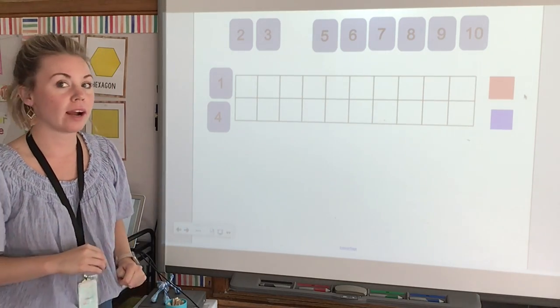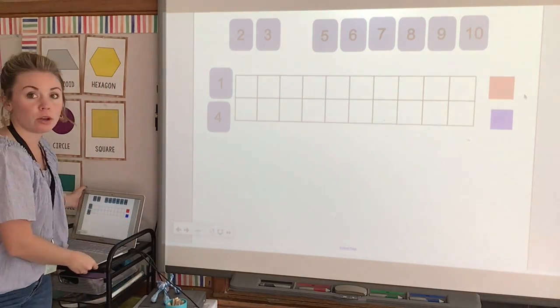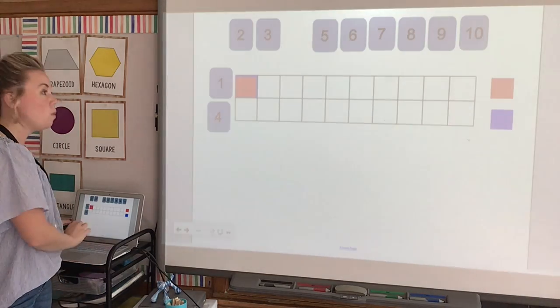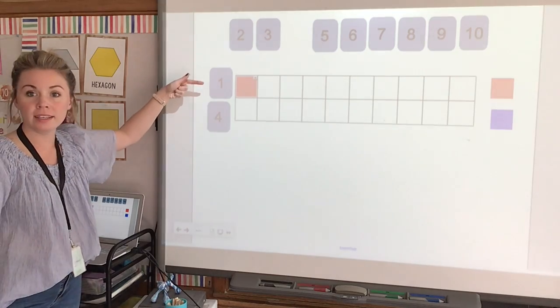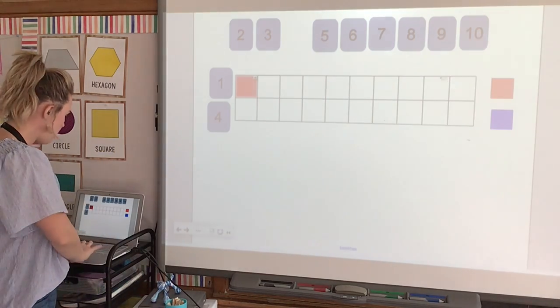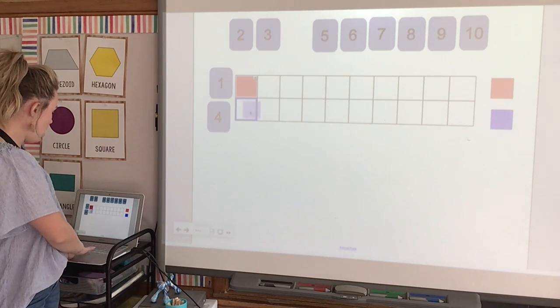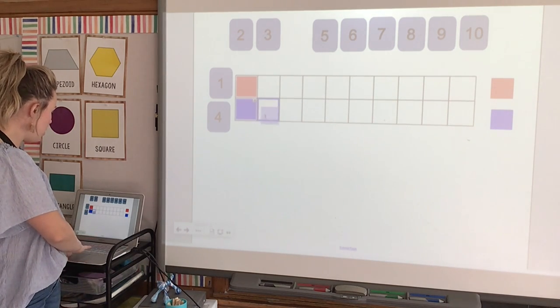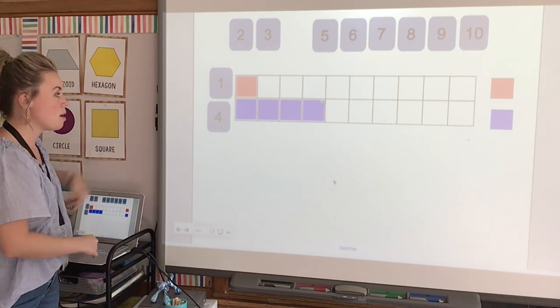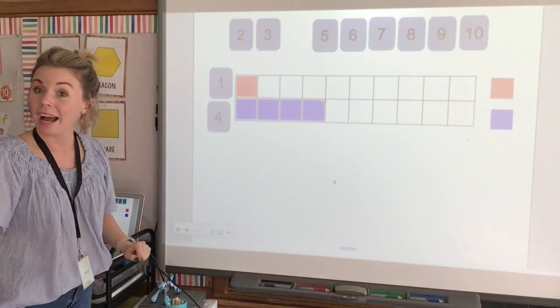We're going to drag over a couple of the cubes. Let's see here. I think I'm going to start with red. Go ahead and count these with me. Ready? 1. Are we representing 1? Yep, got it. Let's go ahead and represent the number 4. Count these ones with me. Ready? 1, 2, 3, and 4. Am I representing the number 4? I sure am. It looks good.